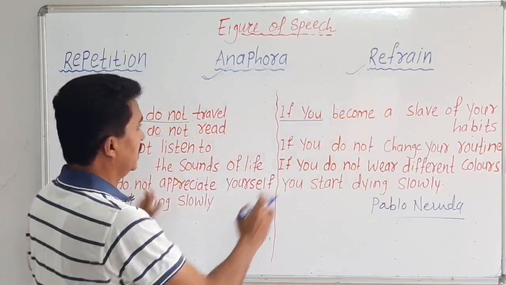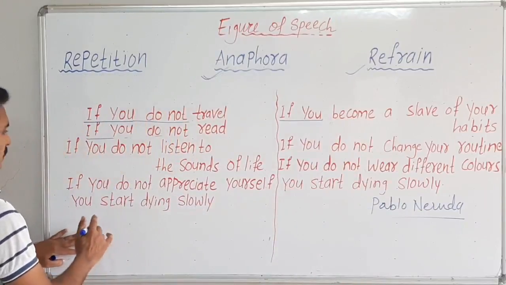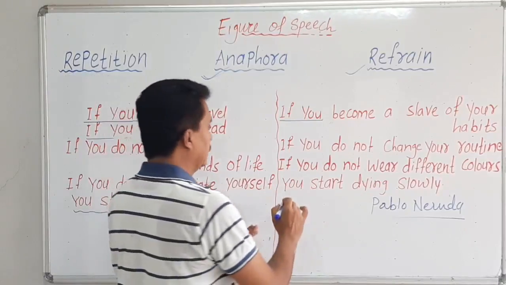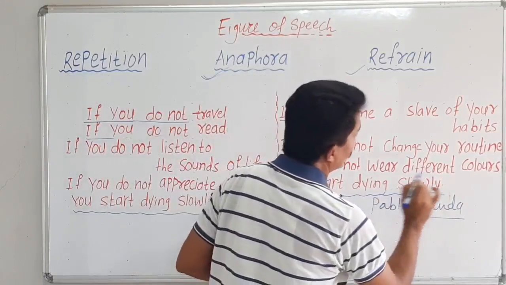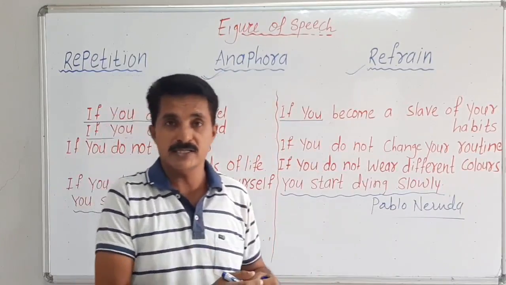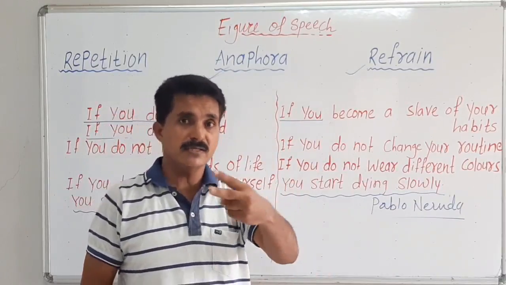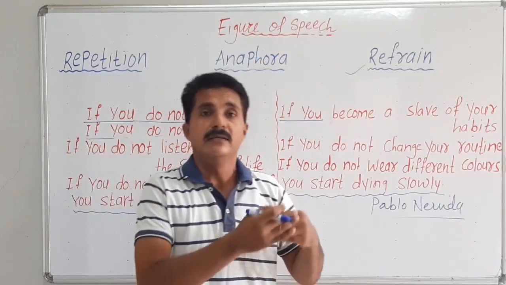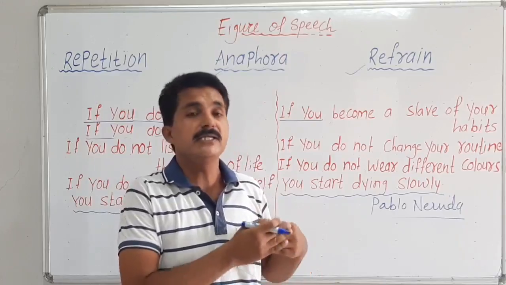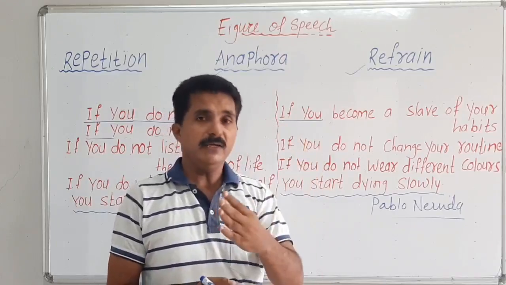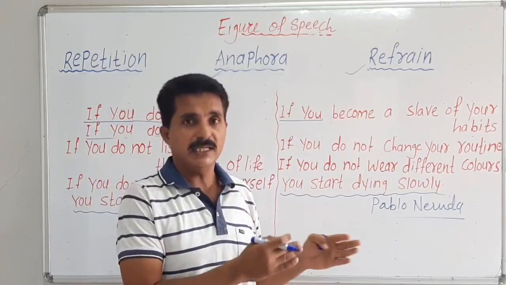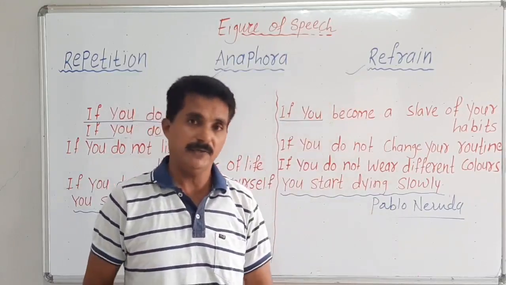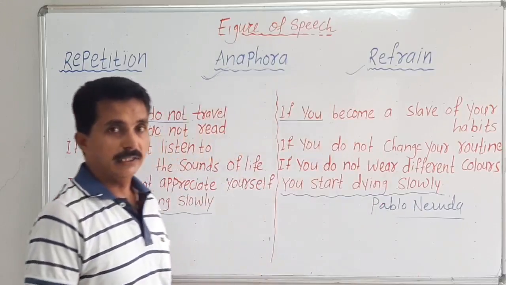Now let us see the first stanza and second stanza. The last line of the first stanza is you start dying slowly. The last line of the second stanza is you start dying slowly. If there are 4 or 5 stanzas, and even if only 2 stanzas end with this line, the figure of speech is refrain. It means that the ending line of the stanza is similar. If there are 4 or 5 stanzas, and the last line repeats in 2 or 3 or in all stanzas, the figure of speech is refrain. I hope you got the difference between these two.